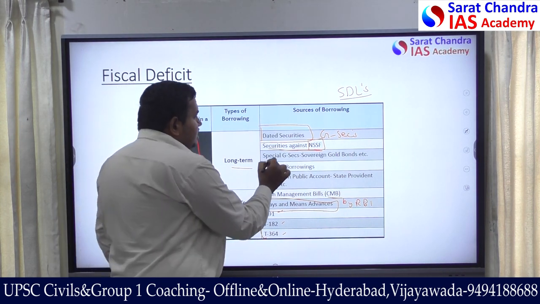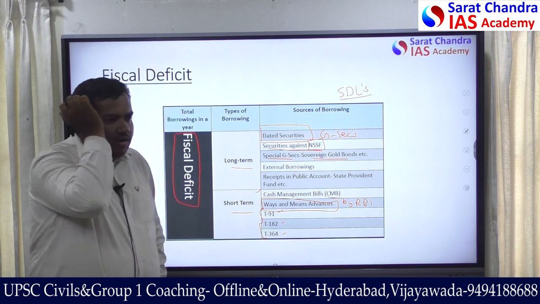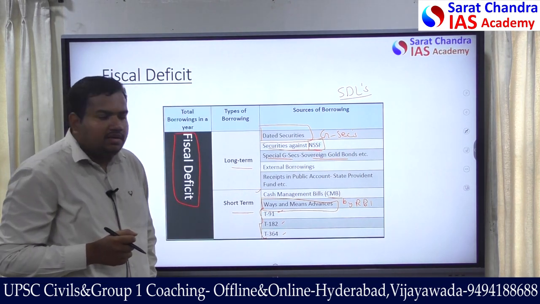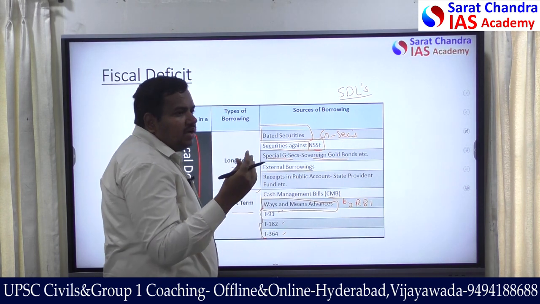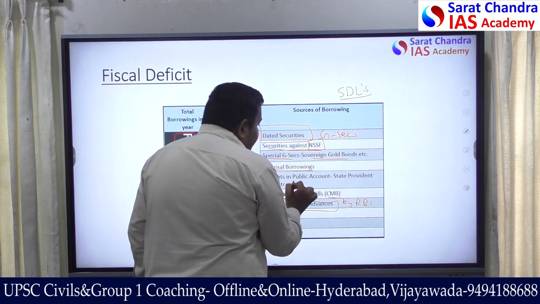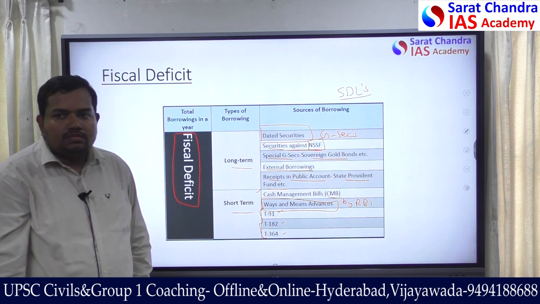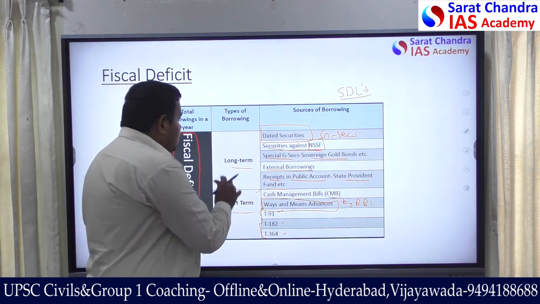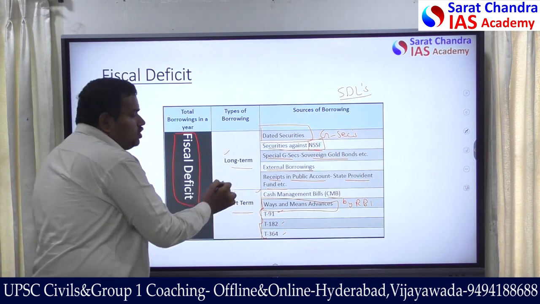Fine. Next, special G-Secs like sovereign gold bonds. I have already discussed what the sovereign gold bond is in our class. Next, external borrowings, whatever borrowings we are going to take from other countries. Similarly, receipts in the public account like state provident fund, etc. So these are the components of fiscal deficit, long term and short term.